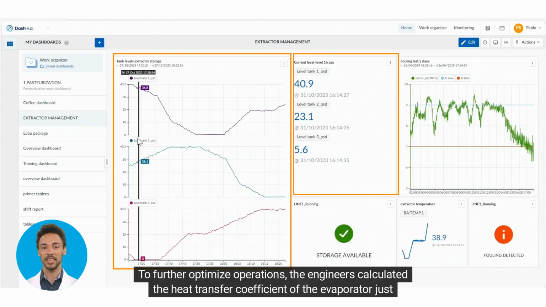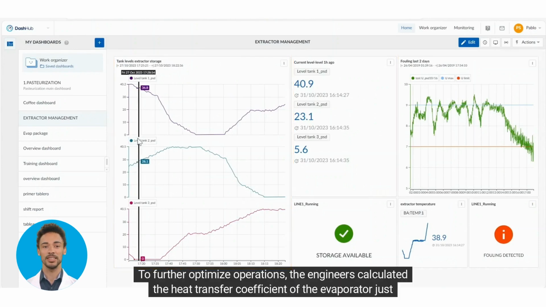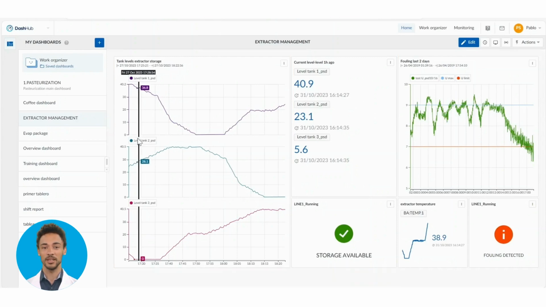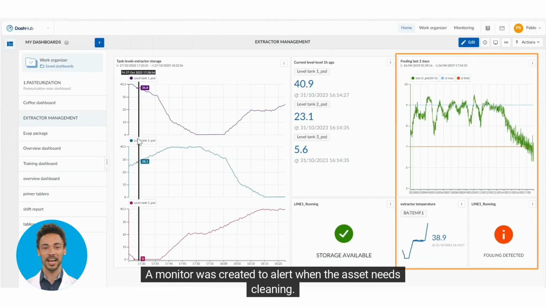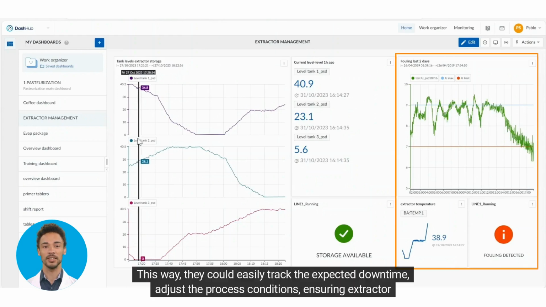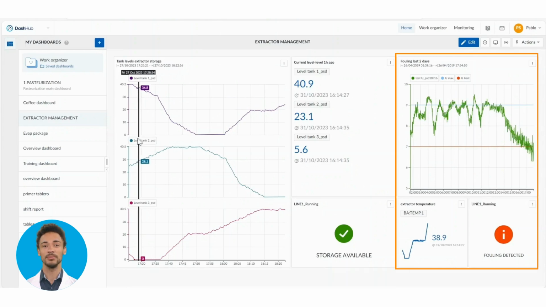To further optimize operations, the engineers calculated the heat transfer coefficient of the evaporator just after the extractor. A monitor was created to alert when the asset needs cleaning. This way, they could easily track the expected downtime and adjust the process conditions, ensuring the extractor is always running.